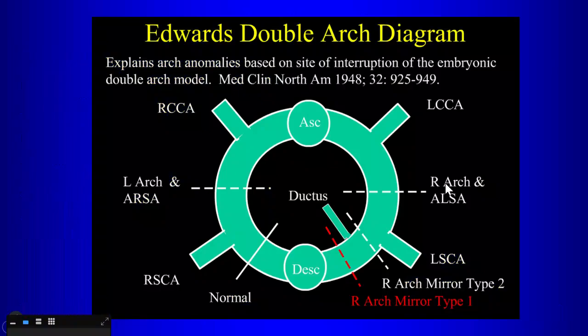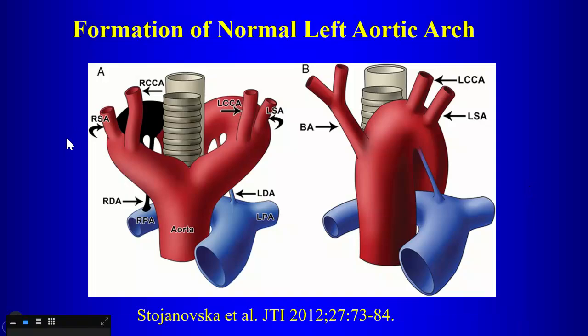Now, for all these arch anomalies that we're going to talk about, there's this double arch diagram embryologically. Remember, the aorta starts as a double arch, and then depending on where the interruptions occur, that affects the eventual morphology of what you have as far as the aorta. So we'll talk about some of these things and how we get these different variants of the aortic arch.